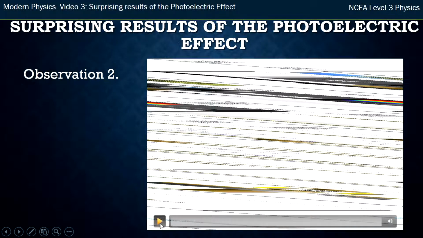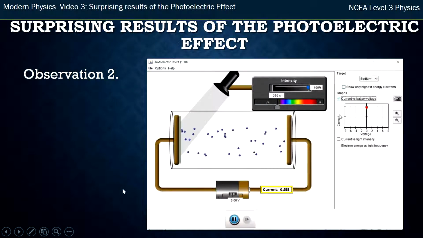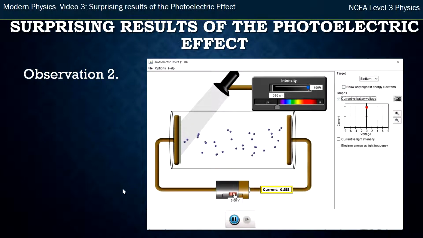Observation 2. Here what we're going to do is figure out what voltage we need to stop all the electrons. So I make it negative, and you see I've got zero current here, and you can see in that graph that the current goes down to zero at negative 1.2 volts. Around negative 1 volt, right? But my intensity is at 100%. So what I'm going to do is change the intensity so it's not as bright, not as many electrons come out, and see what happens.